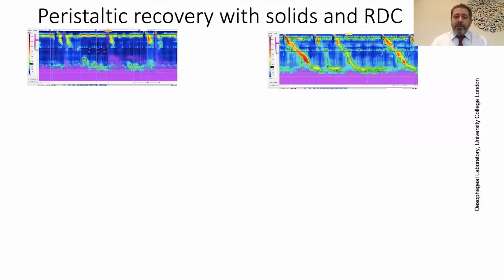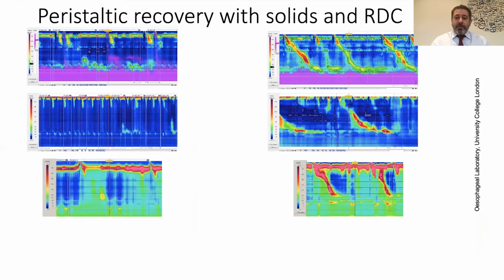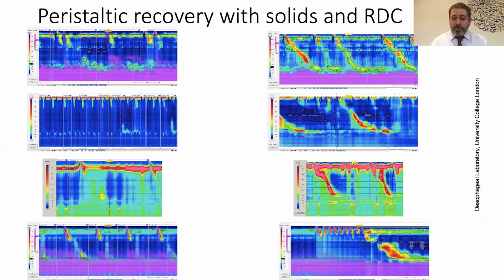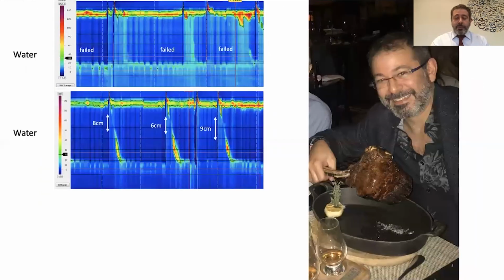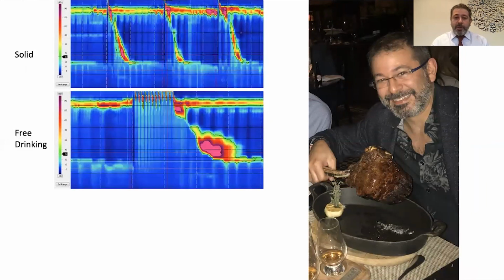Peristaltic recovery is not uncommon. In fact, here are a series of cases just from the last month from my unit. Peristalsis with 5 ml water swallows, which then recover after a solid meal. All of our patients have solid meals in our unit and also have a cup of water to drink freely. And in all these cases, peristalsis recovered after the esophagus was challenged. And when you go back to my swallow, which showed clear evidence of ineffective esophageal motility with water swallows, when I had a meal, my peristalsis was entirely normal after eating as well as after drinking freely. So at least my esophagus is normal.